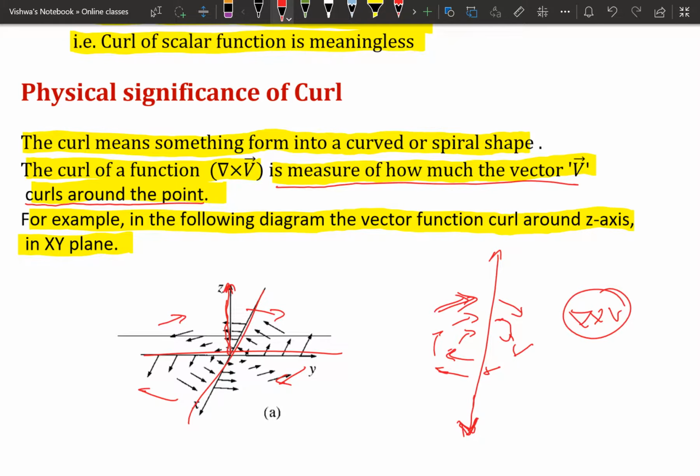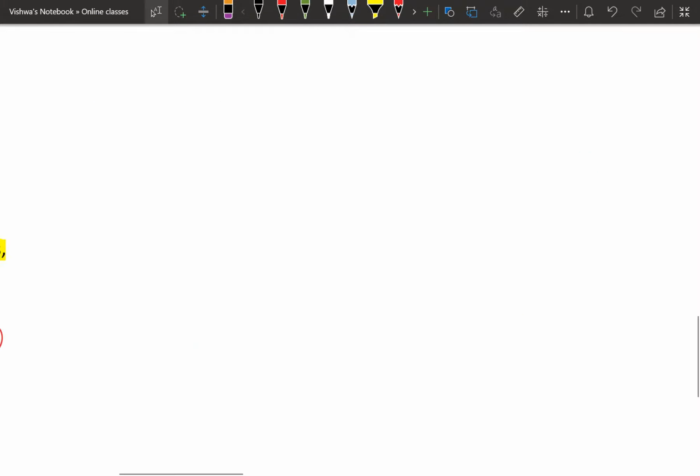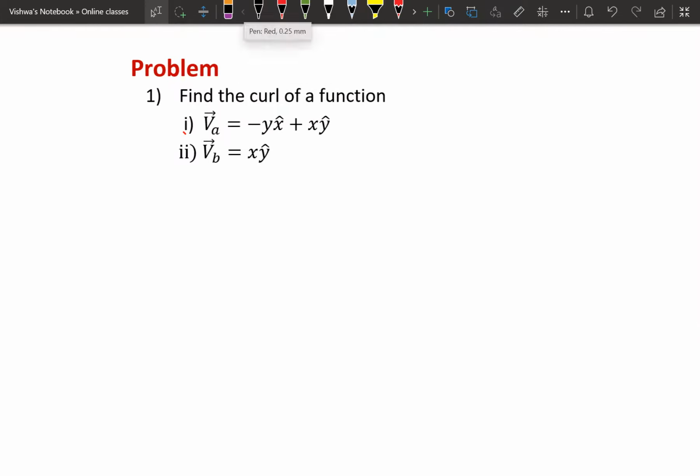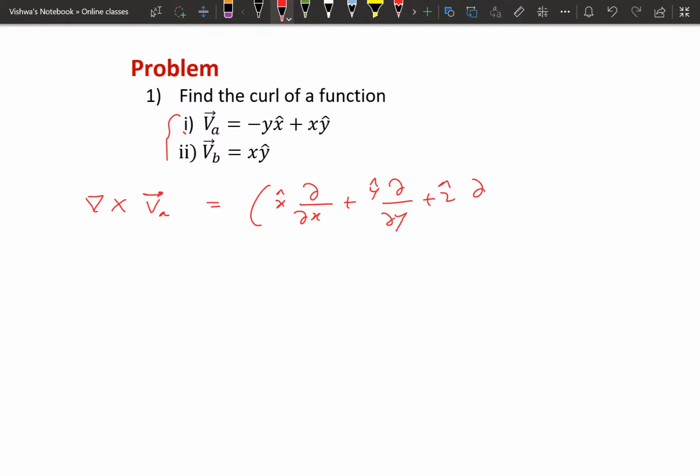Now take a problem on this. Find the curl of a function. Here two functions are given. We have to find the curl of these two functions. For that, first we have to write del cross the vector field VA. So what is del? Del is the operator x cap dou by dou x plus y cap dou by dou y plus z cap dou by dou z. Del cross the vector field, which is minus y x cap plus x y cap.